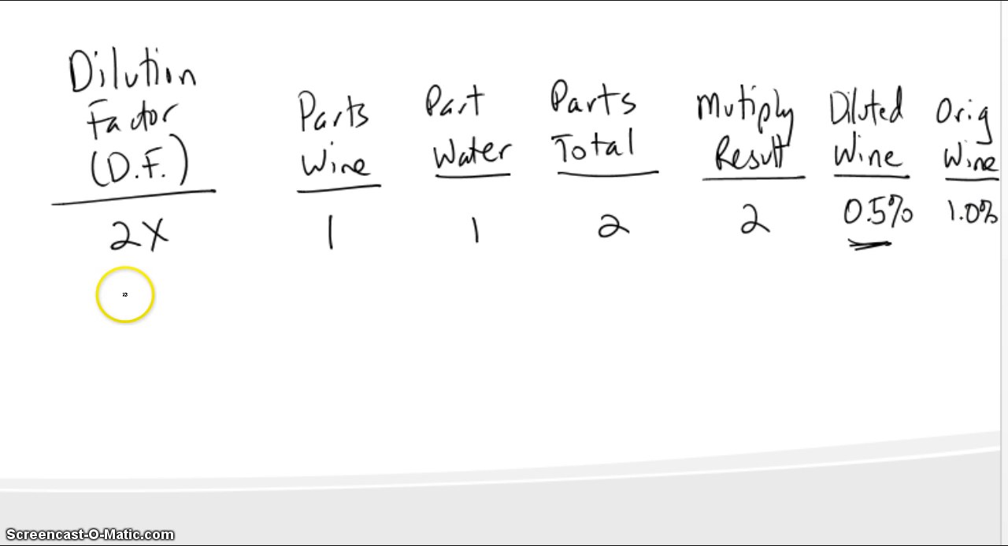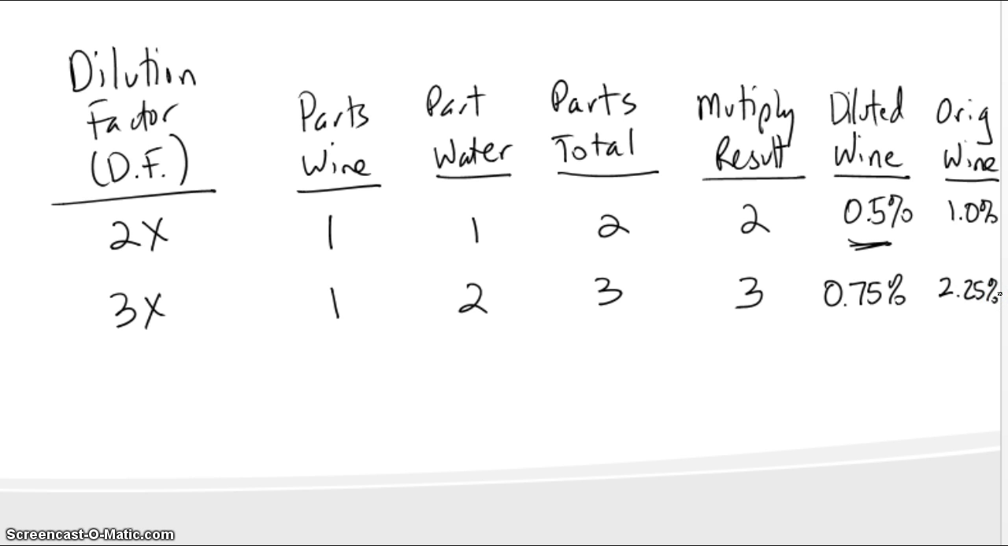All right, pretty straightforward. If we have a dilution factor of 3x, then we have 1 part wine, 2 parts water, 3 parts total. So the concentration of our diluted wine solution, that is the solution that we're going to check by Clinitest, is going to be only 1/3 as concentrated as the original wine. So we're going to have to multiply the concentration of our diluted wine by 3 to get the original wine. So if our diluted wine, say, ended up to be 0.75%, we need to multiply that by 3.